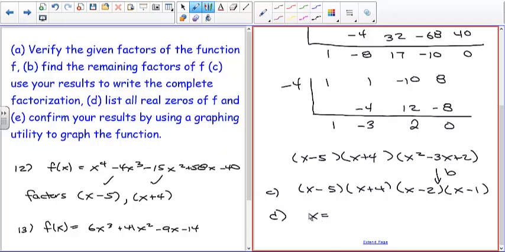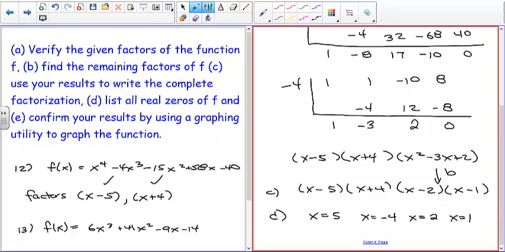Okay, so D, list all the real zeros. Well, they are the values of x that cause each of these factors to go to 0. So x minus 5 equals 0. Solve for x, you get x equals 5. Here you get x equals -4. Here you get x equals 2. Here you get x equals 1. So those are the zeros.